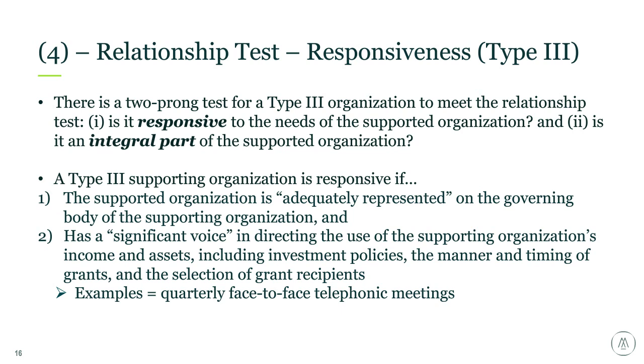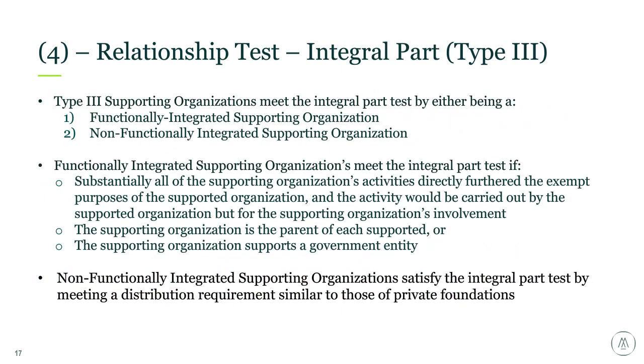All right. Now, in addition to meeting the responsiveness prong of the relationship test, Type 3 organizations must also meet the integral part test. Now, the integral part test is used to determine whether the supporting organization maintains a significant involvement in the operations of the supported charity, and that the supported charity is in turn dependent on the supporting charity for the type of support which it provides.